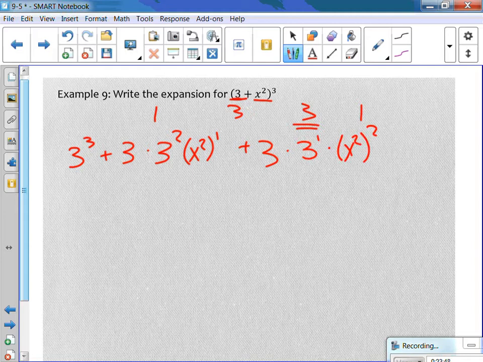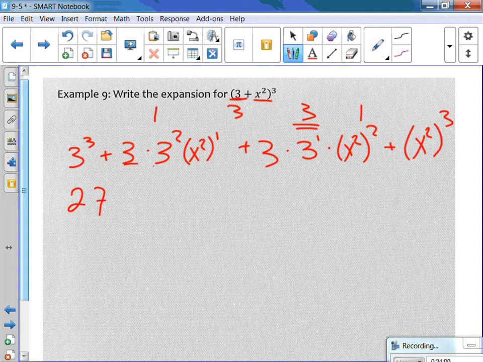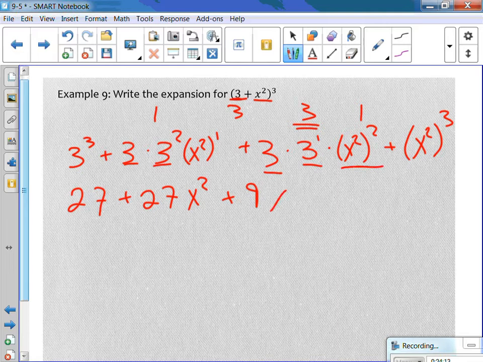So here, expanding on out, again, my 3 cubed gives me that 27. And here, 3 times 3 squared, 27 x squared. 3 times 3, giving us that 9. And then x squared squared. Again, we multiply our exponents, x to the fourth. And that last term, x squared to the third power, gives us x to the 6th.